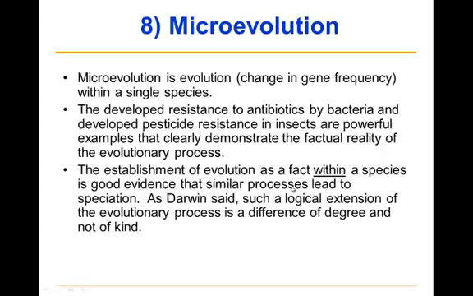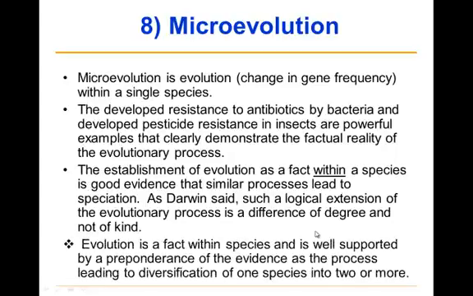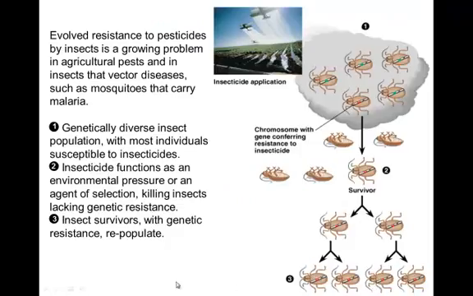So the establishment of evolution as a fact within a species is very good evidence that similar processes lead to speciation. As Darwin said, such a logical extension of the evolutionary process is a difference of degree and not of kind. And so evolution has been shown to be a fact within a species, and is well supported by a preponderance of the evidence as a process leading to diversification of one species into 2 or more. In other words, macroevolution.